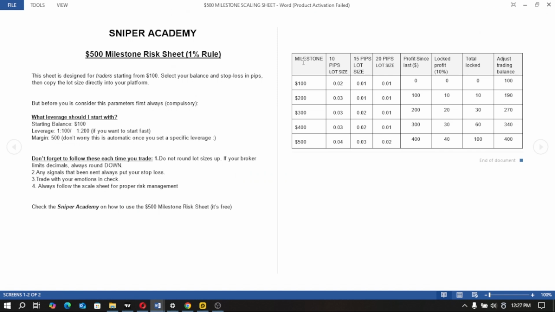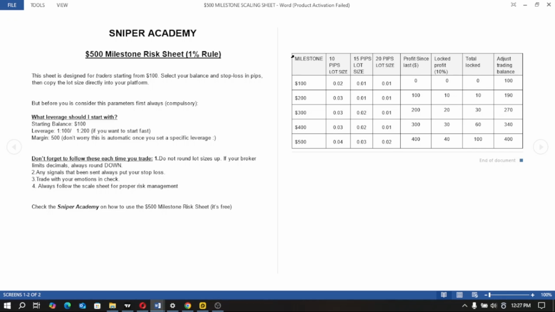Now on the left-hand side, you see the rows and columns. There are sections. In the first section, there's milestone. There is 10 pip loss size, there's 15 pip loss size, there's 20 pip loss size, the profit since last, and there's locked profit, there's total locks, there is adjusted trading balance. Now I'm going to explain each of them one by one so you can understand what I'm talking about.